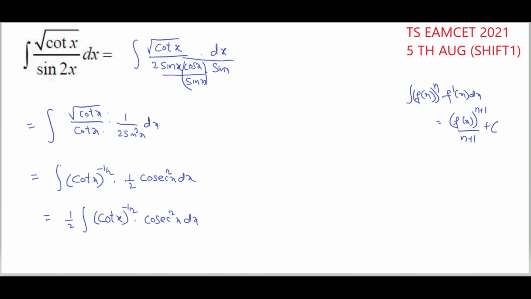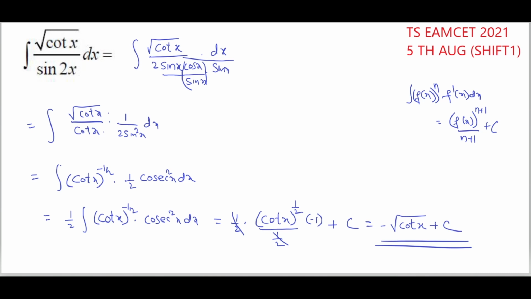Applying this formula, that is equal to 1 by 2 into f of x, that is cot x, whole to the power of minus 1 by 2 plus 1, that is 1 by 2 by minus 1 by 2 plus 1, minus 1 by 2, here cosec square x, this is minus 1, plus c. Here 1 by 2 cancelled, that is equal to minus cot x whole power 1 by 2, that is root cot x plus c. So here the derivative of cot x is equal to minus cosec square x.